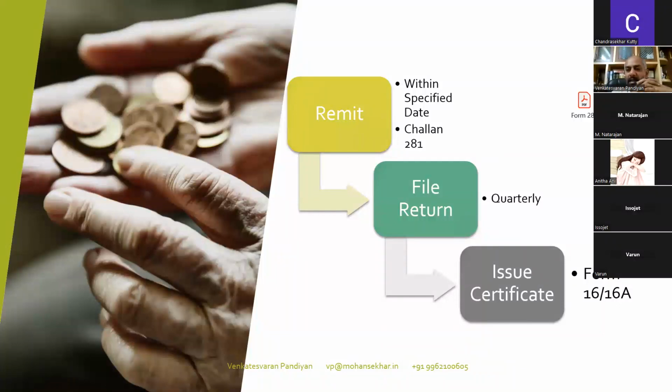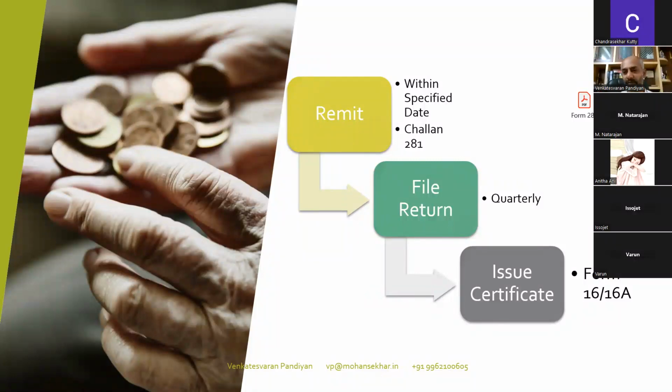In that return, I say, okay, I have collected from A, I have collected from B, I have deducted from C, I have deducted from D, and these are the PAN numbers of A, B, C, D, and this is the nature of payment that I have made. Those things are submitted in a return which is filed quarterly.